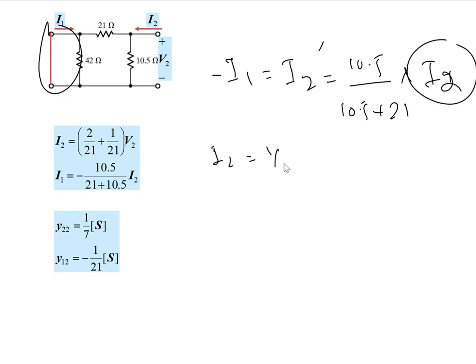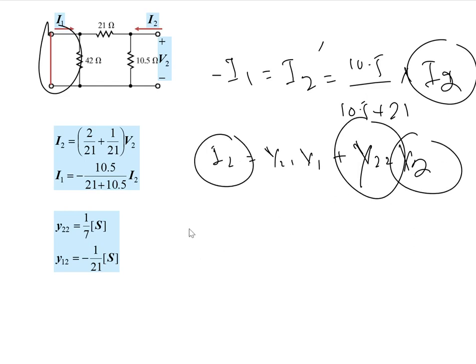Y21 V1 plus Y22 V2. So here you can replace this I2 by V2, because I2 is equal to Y22 V2, since this thing, V1, was 0 here. So this will give you the value of I2 in terms of V2. So you can put this value here.